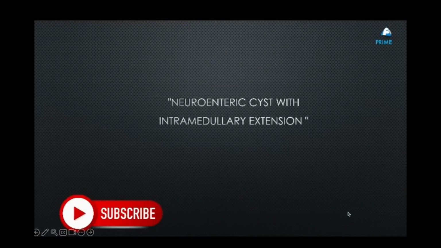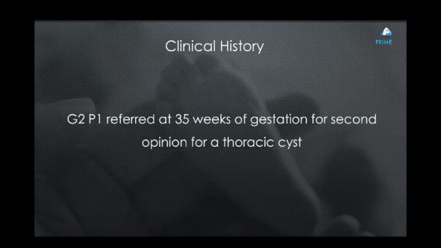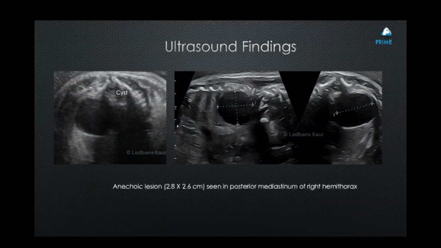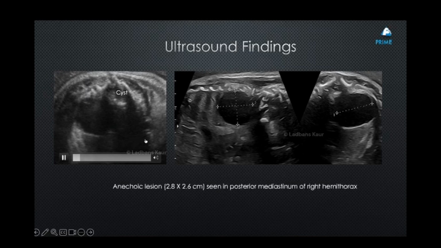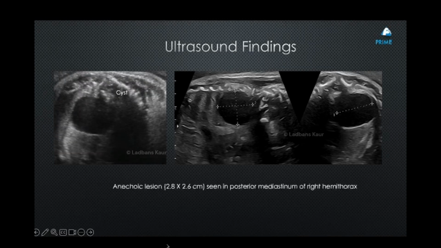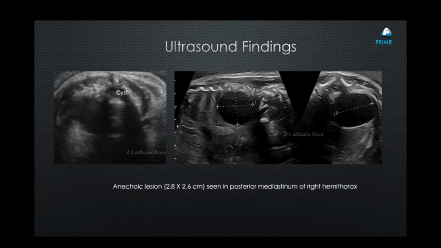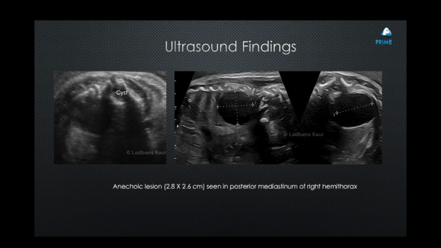Hi friends, presenting a case of neuroenteric cyst with intramedullary extension. G2 para 1 referred at 35 weeks of gestation for a second opinion scan for a thoracic cyst. What we see in this ultrasound is a well-defined anechoic lesion which was seen in the posterior mediastinum of the right hemithorax, measuring 2.8 x 2.6 centimeters in size.